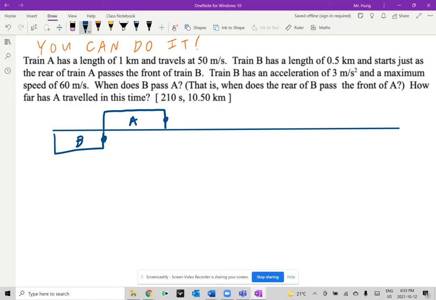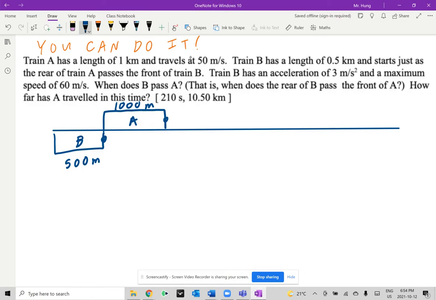Now, it's important that when you think about the metric, you express it in the same units. So, for example, instead of saying 0.5 kilometers, train B will have a length of 500 meters. Likewise, if you think about train A, instead of saying 1 kilometer, it's going to be 1,000 meters. Now, the first step is you want to figure out how much time it takes for train B to go from 0 all the way to 60 meters per second.